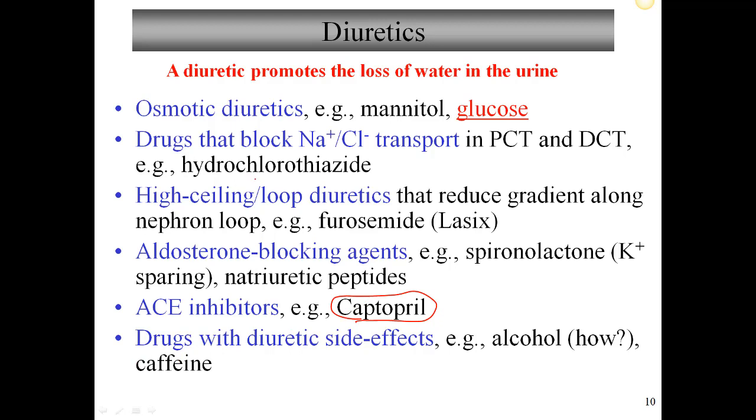And then finally, we have drugs that have a diuretic side effect. We call these drugs, for example, alcohol and caffeine. Alcohol, if you remember, we talked about earlier, is one of the things that inhibits the secretion of ADH. And if we inhibit the secretion of ADH, we know that water is going to pass right through the collecting tubule and come out. That creates a diuresis. Caffeine is something that dilates the afferent arterioles, brings more fluid into the glomerulus, increases the net filtration pressure, and causes more glomerular filtration to take place. And that's the way caffeine causes a diuresis.